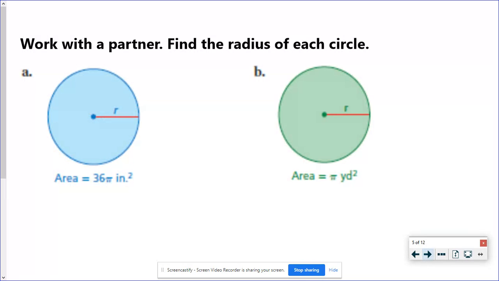If I give you the area of a circle, we know that the formula for the area of a circle is pi times the radius squared. Now, take a look at this.